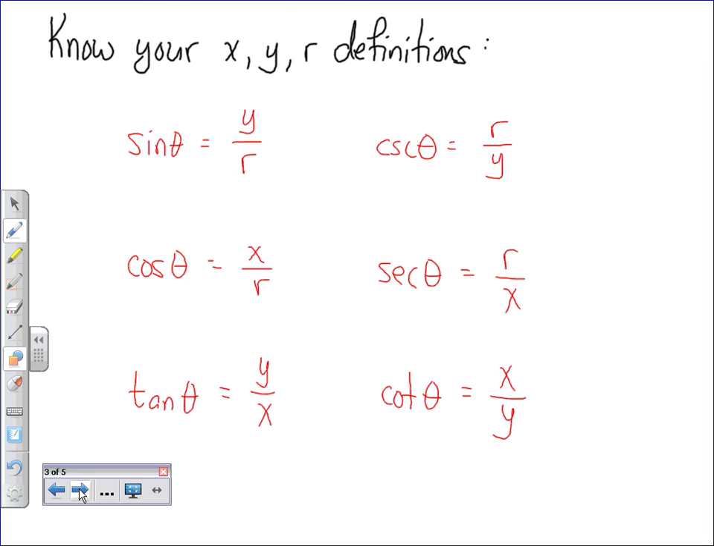Okay, on the next slide, let's just review real quick our x, y, r definitions for sine, cosine, tangent, and their 3 reciprocals. Might speed up a problem like that last one where we don't really need to draw the triangle. Recall that sine is equal to the y coordinate divided by r, cosine is the x divided by r, tan is the y divided by x, and then cosecant, secant, cotangent are just the reciprocals. And of course, just a reminder, r is the square root of x squared plus y squared. And that comes from Pythagorean's theorem.